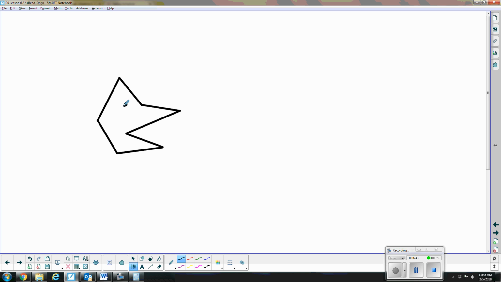There. Kind of looks like maybe a hungry dog or something. Or a bird. All right, so here's my figure, and I'm going to reflect it across 2 intersecting lines.